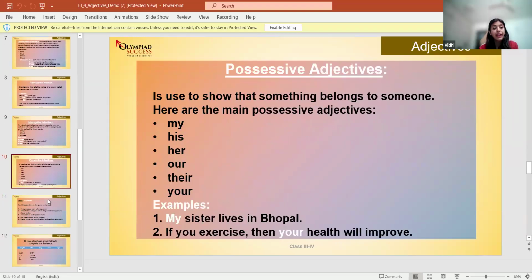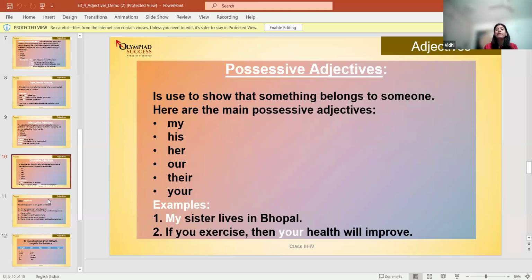Now we have something called the possessive adjectives. So what are possessive adjectives? It will tell us something that belongs to someone. Here are the main possessive adjectives: my, his, her, our, your. These words will tell us something that belongs to someone.